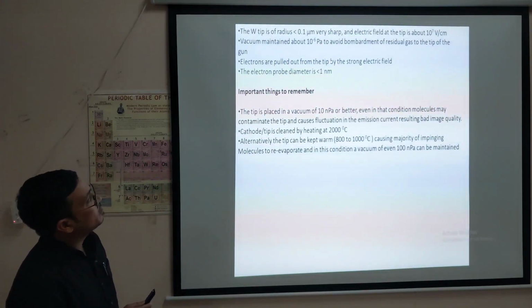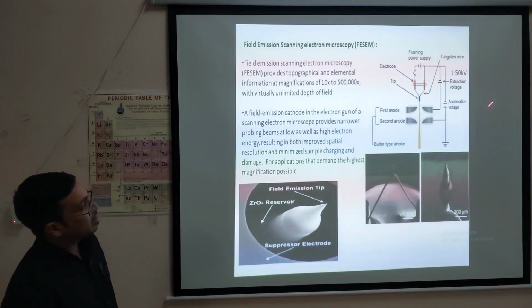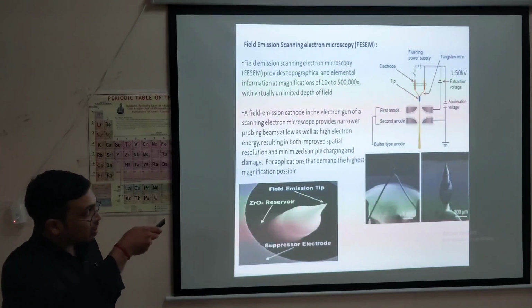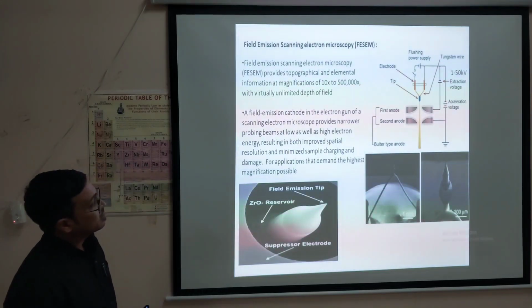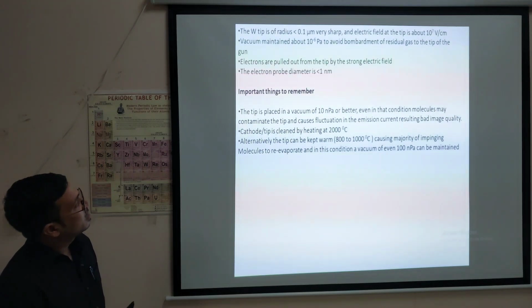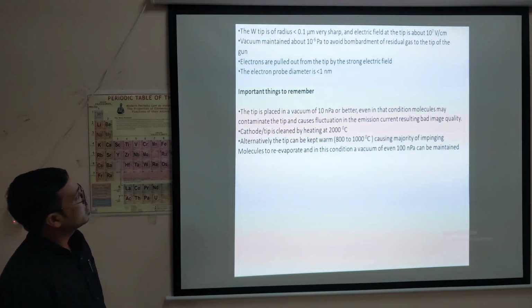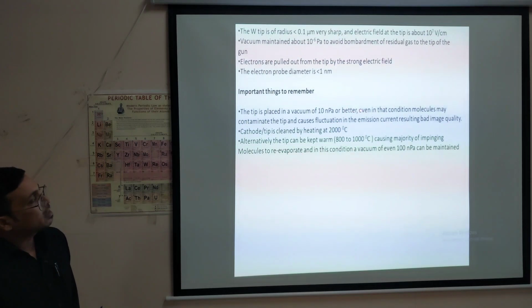The electrons are pulled out of the tip by a strong electric field, created to make the electrons come out of the tip quickly. Okay. And the electron probe diameter, in the next slide. Now the tip is placed in a vacuum of 100 nanopascal or better.